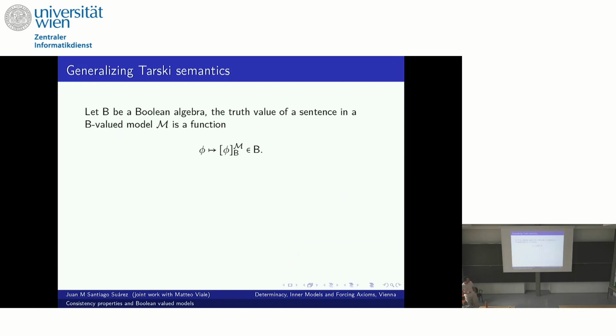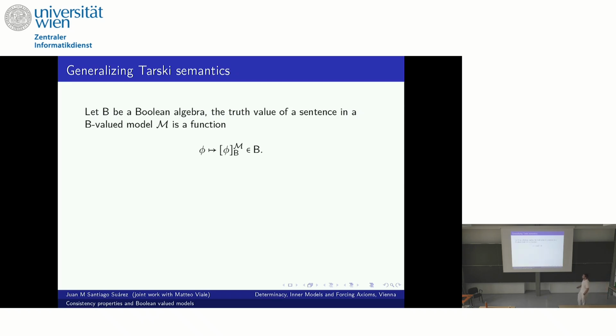Now, the main idea for Boolean valued models is that they generalize the truth value from Tarski semantics. Tarski semantics says something is either true or false. Well, with Solovay and Scott and the development of Boolean valued models, we took a more general approach, and now truth is an element in a Boolean algebra.